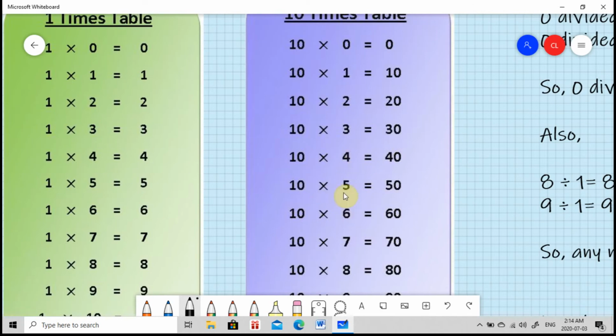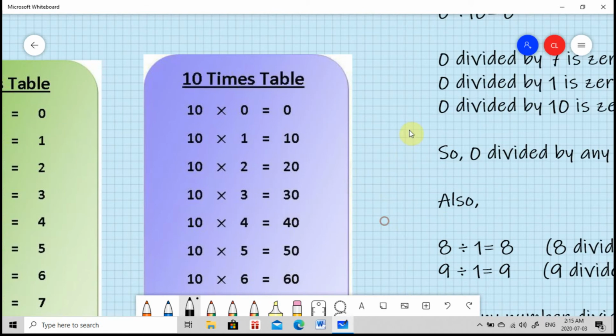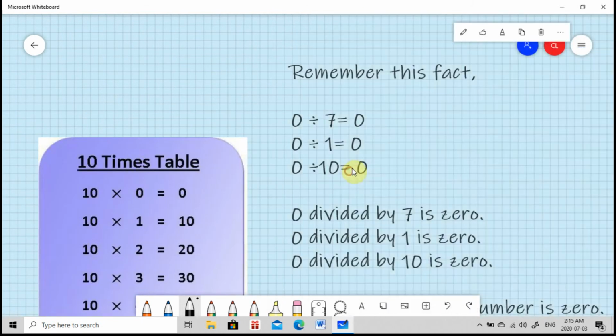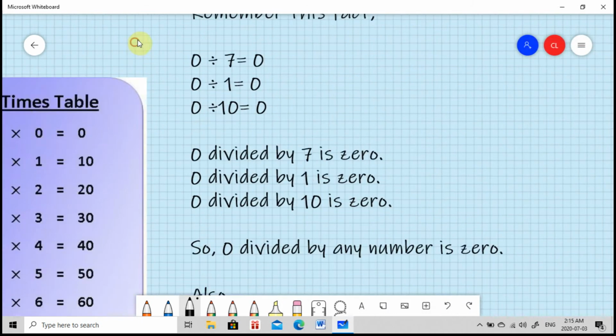So any number, when you multiply by 10, you will get the number itself, but 10 times. So you have 10 times of 1, 10 times of 2, 10 times of 3, 10 times of 4. For 10 times 4, you just add another 0 at the back of the 4. And 10 times of 5, you just add another 0 at the back of the 5, and this will give you 50.